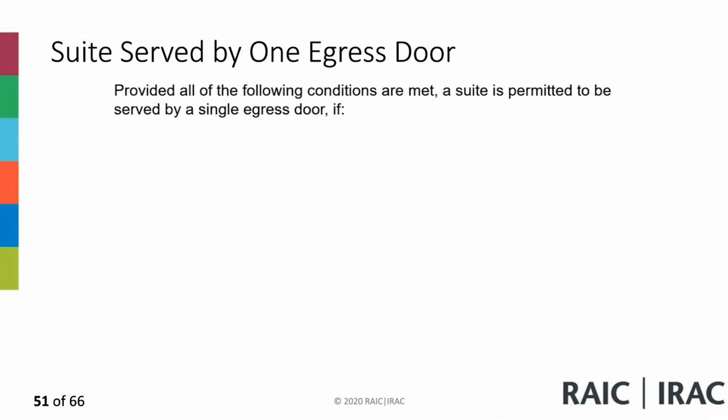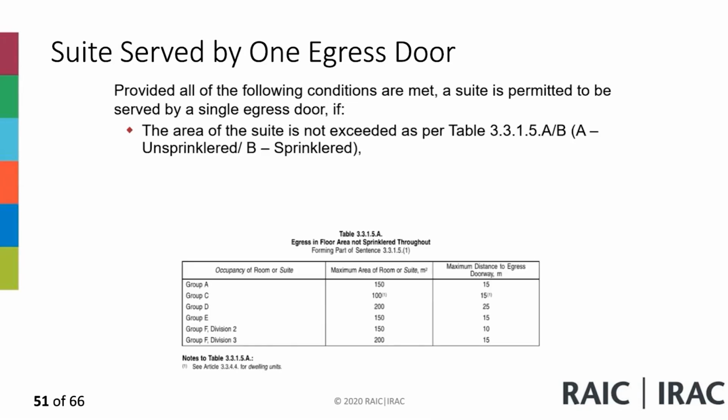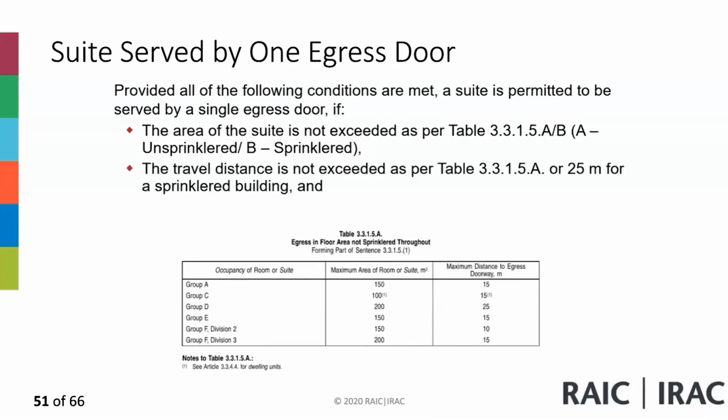Egress from suites provided. So now we're going back to which section? 3.3. Let's take a look at it. 3.3.1.5. We talked about those. Provided all of the following conditions are met, a suite is permitted to be served by a single egress door. We went through that in Table 3.3.1.5.A. So the area, the travel distance, the number of egress doors provided from a suite. The travel distance is not exceeded.